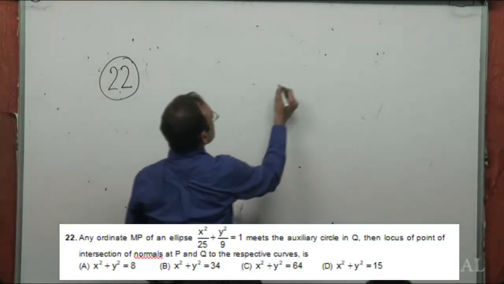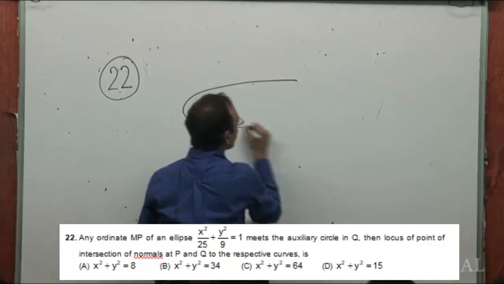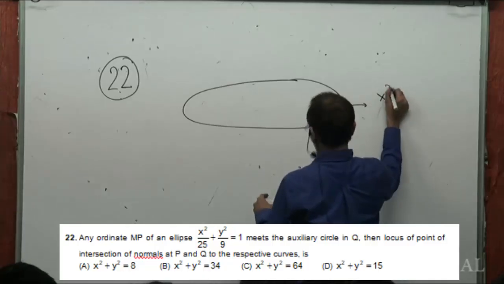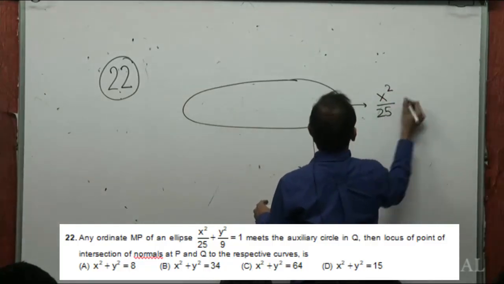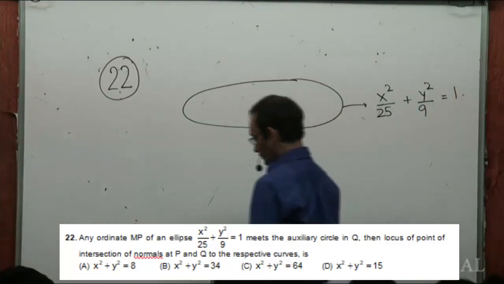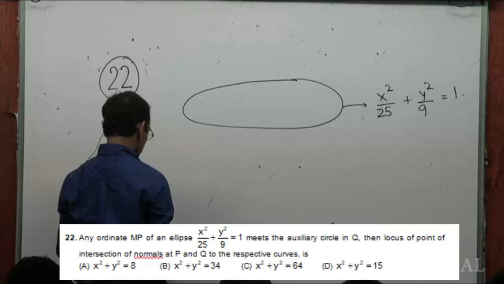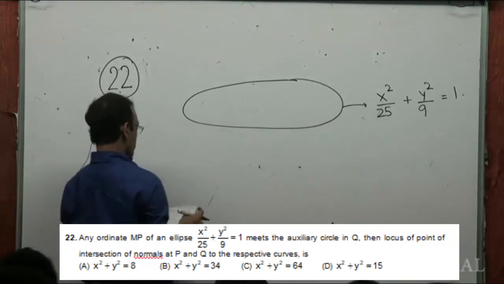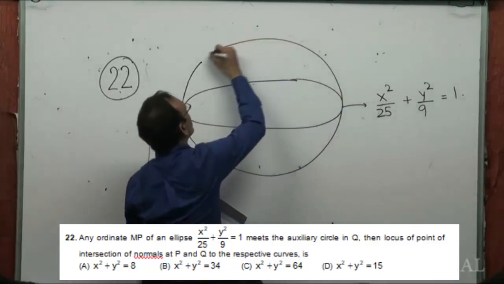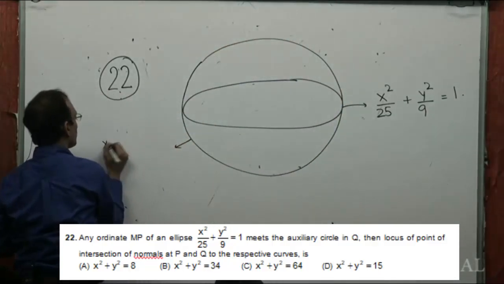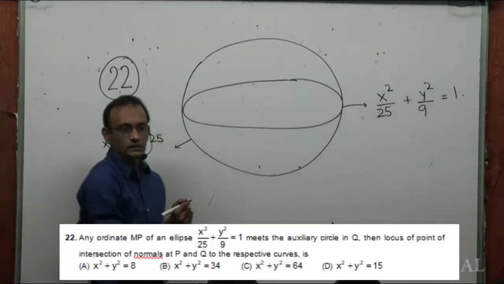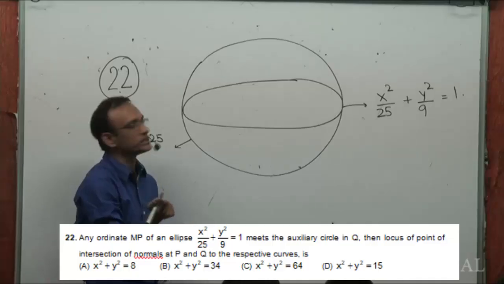So there is an ellipse, x squared by 25 plus y squared by 9 equal to 1. This is the auxiliary circle. The auxiliary circle would be x squared plus y squared equal to 25. That will be the auxiliary circle. X squared plus y squared is a squared. That's the auxiliary circle.